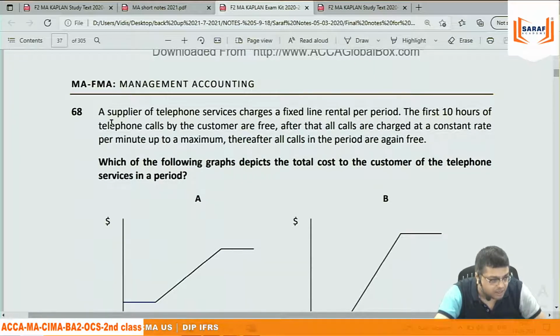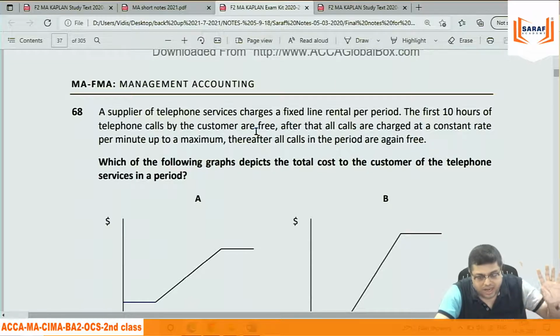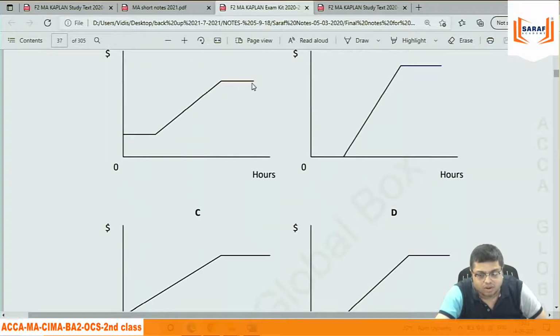They have mentioned a supplier of telephone services charges a fixed line rental per period. Fixed line rental. The first 10 hours of the telephone calls by the customer are free. That means up to 10 hours, if I talk, the fixed rental is there. After that all calls are charged at a constant rate. They will be charging extra for every call, up to a maximum, up to a level. After that again it is fixed. So after that again there is no extra cost.